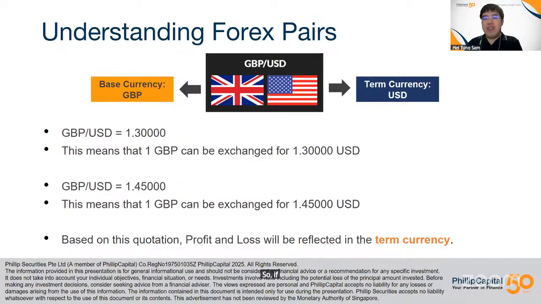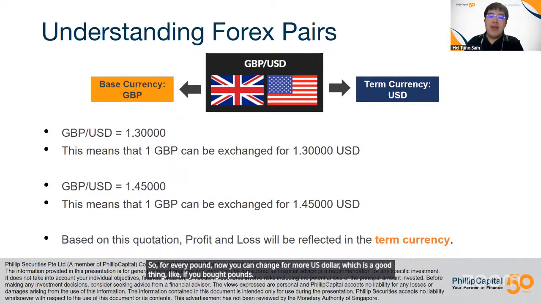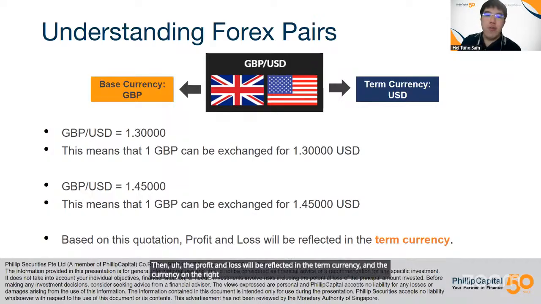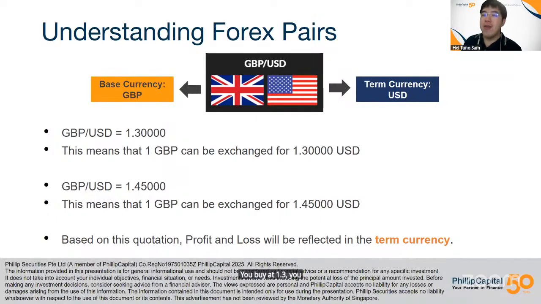If the rate goes up, from 1.3 to 1.45, it means that your British pound has gone up in value in terms of US dollars. So for every pound, now you can exchange for more US dollars, which is a good thing if you bought pounds. Then the profit and loss will be reflected in the term currency, the currency on the right. So let's say you buy at 1.3 and sell at 1.45, you make 0.15 US dollars for every pound. That's how FX is quoted. When you talk about P&L in FX, it is always quoted in the term currency.